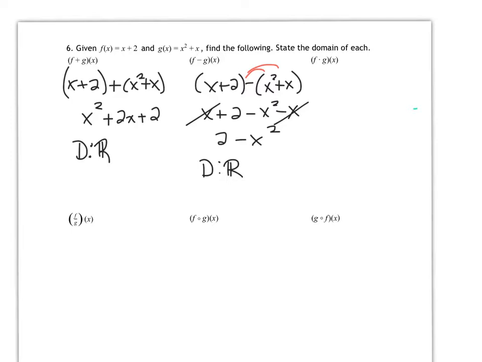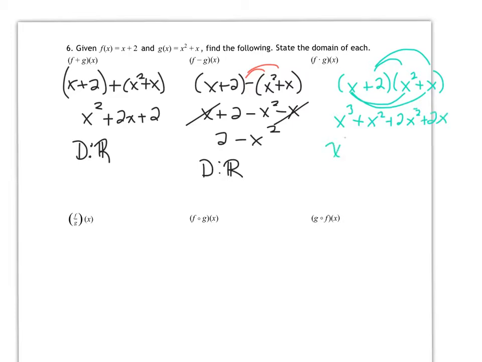The next one says f times g. So we're going to take the f function, which is x plus 2, and times it by the g function, which is x squared plus x. And again, this is just two binomials multiplied, so we'll just FOIL. So x times x squared is x cubed. X times x is x squared. Inner terms are 2x, or 2x squared, pardon me. And the last term is 2x. So that's going to be x cubed plus 3x squared plus 2x.